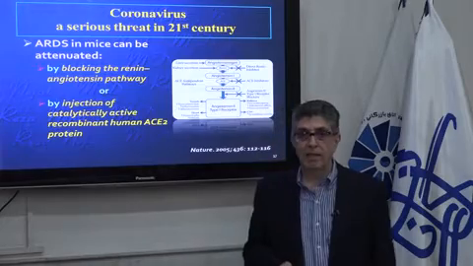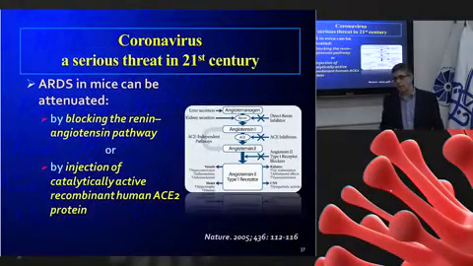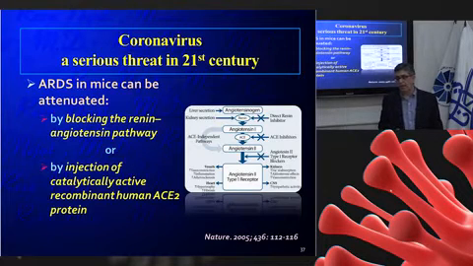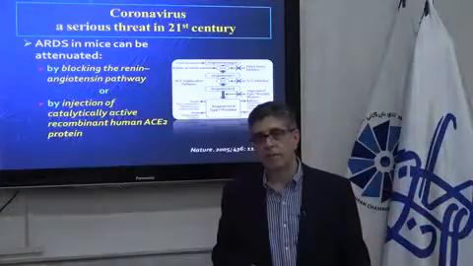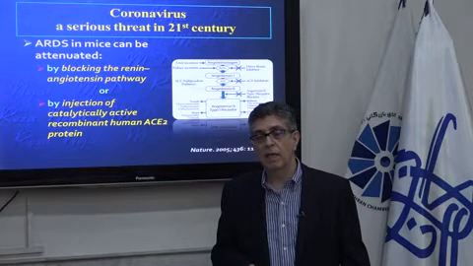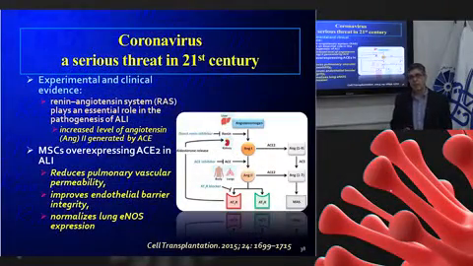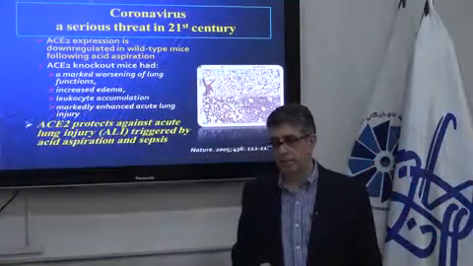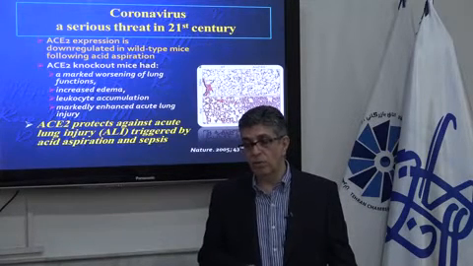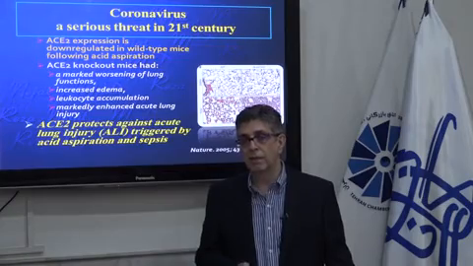And in mice, whenever the renin-angiotensin pathway is blocked, or whenever catalytically active recombinant human ACE2 protein comes into the scene, the ARDS process is attenuated. So, angiotensin 2 aggravates ARDS and ACE2 attenuates ARDS. In another experiment, it was demonstrated in animal studies that mesenchymal stem cells that could express ACE2 could attenuate the ARDS process. So we have reached a point that ACE2 protects against acute respiratory distress syndrome.